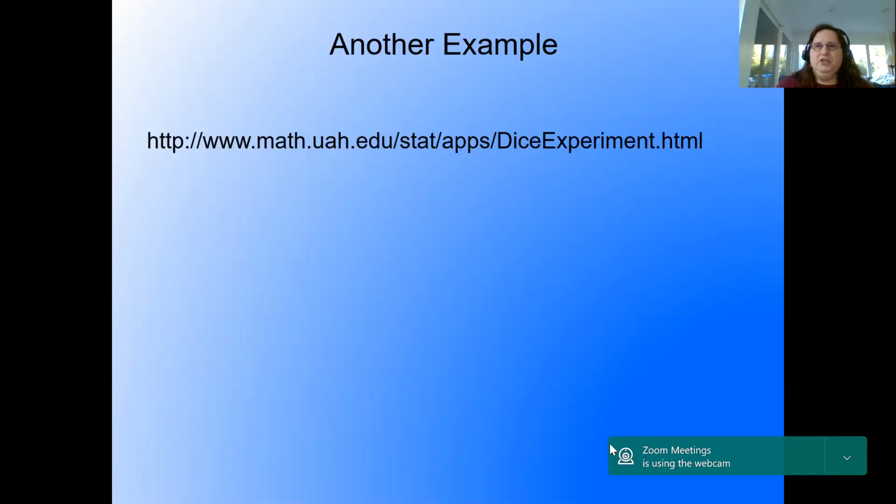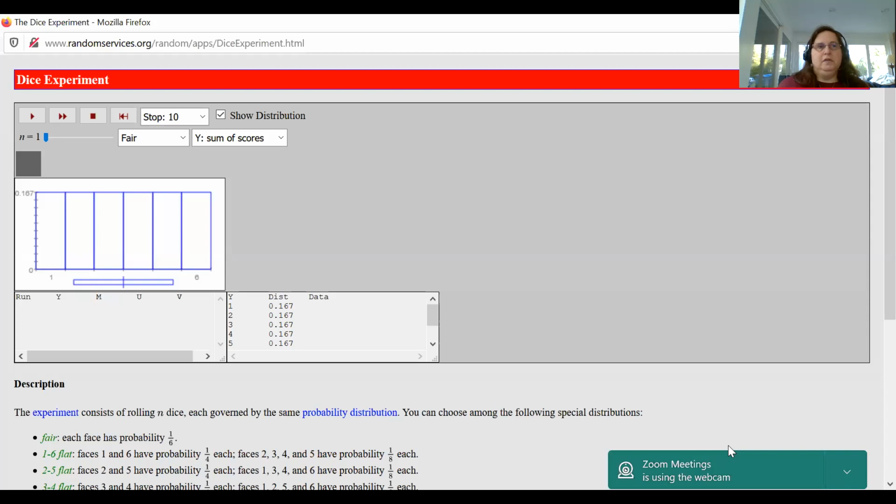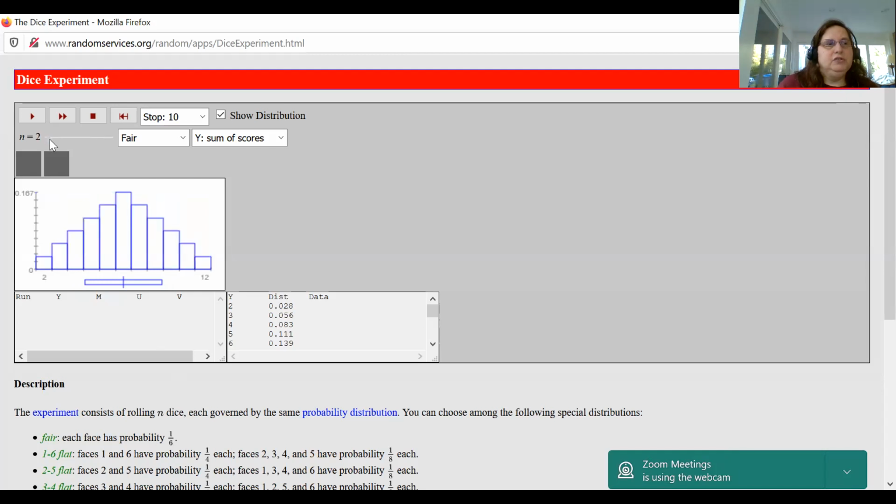So now we can actually look at another example that kind of displays how this works. Okay, so let's take a look at this example. As I mentioned, this is a dice experiment. So let's start by just rolling 2 dice. And you can see we're already getting into something that's starting to look a little bit normal.